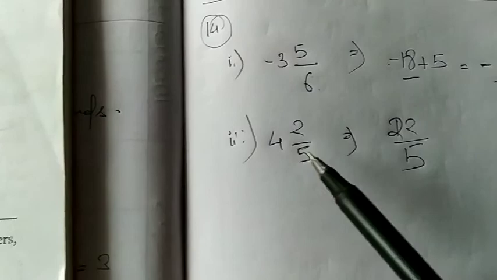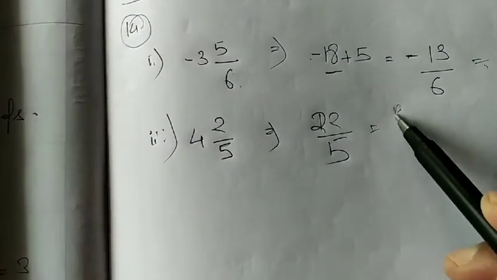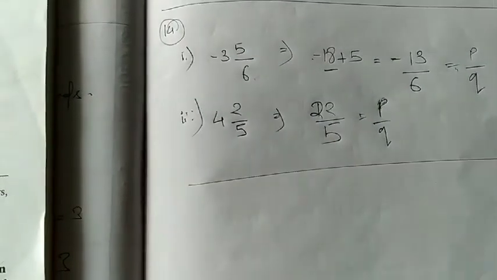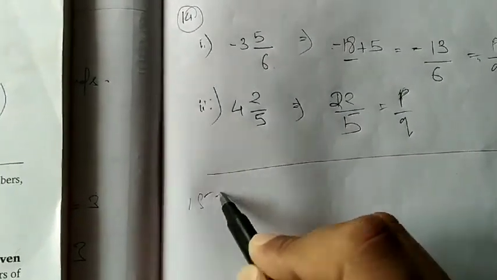Question number 2 is very simple. This one. 5 4s are 20. 20 plus 2 is 22. 22 by 5 is equal to p by q. Okay. Saved us some time, right? It's very simple. Now, question number 15.